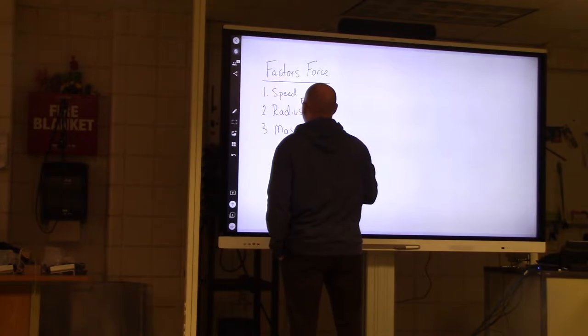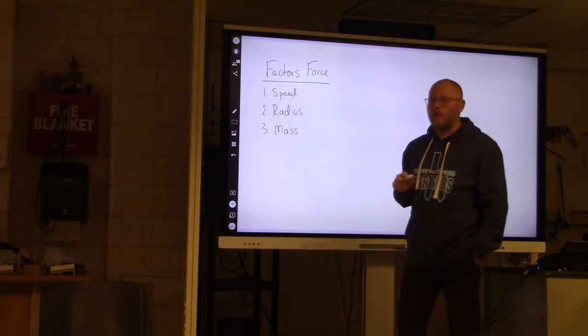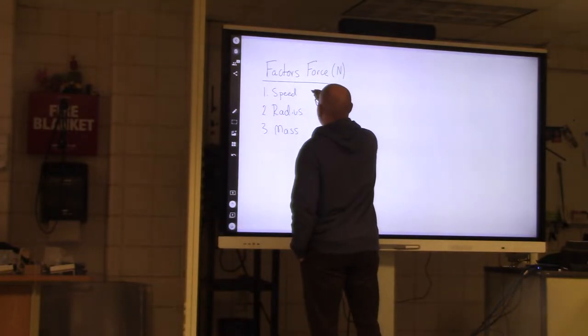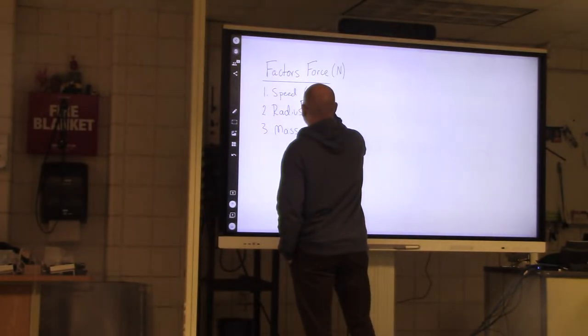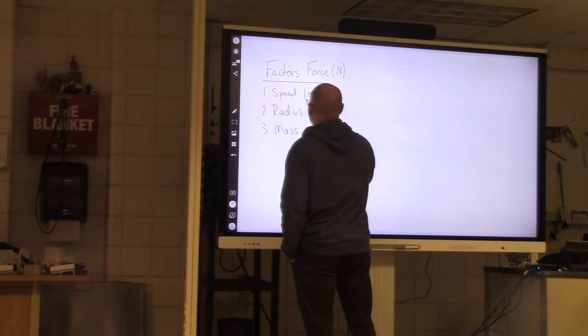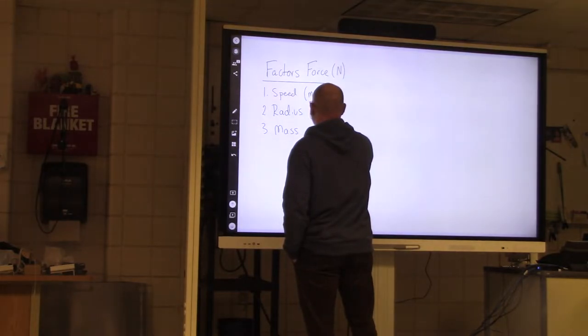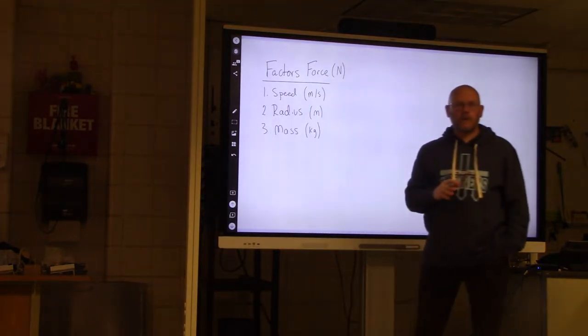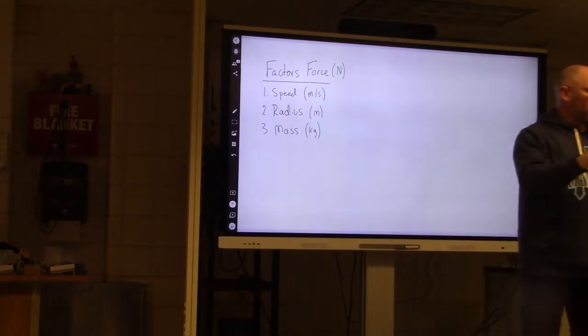So what are the units for each of these? When we talk about force, what do we measure forces in? What are the units? Newtons. Newtons. What about speed? Meters per second. Radius is measured in? Meters. Meters, and mass is measured in? Kilograms. These units are going to be important for us coming up.